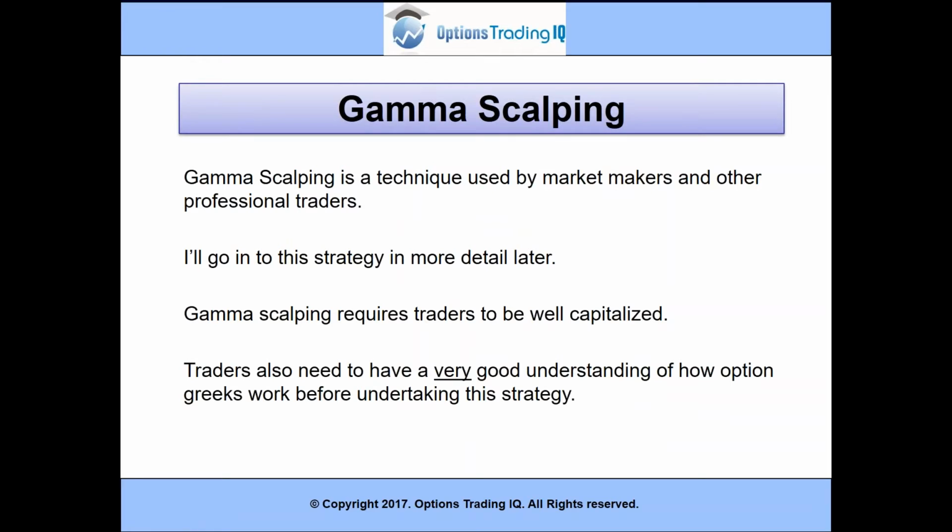There's a strategy you can do called gamma scalping, and again, this is quite advanced. It's not something that's really recommended for retail traders. It's something that market makers can do, but I just want to share one slide with you on this, to show you some cool things that you can do with options. I've written some articles on gamma scalping if you haven't checked them out. Briefly, it's a technique used by market makers and other professional traders, and I'll go into this strategy in more detail later. It requires traders to be really well capitalized, so it requires a lot of capital. You can't do it if you've got $5,000 or $10,000 in your account.